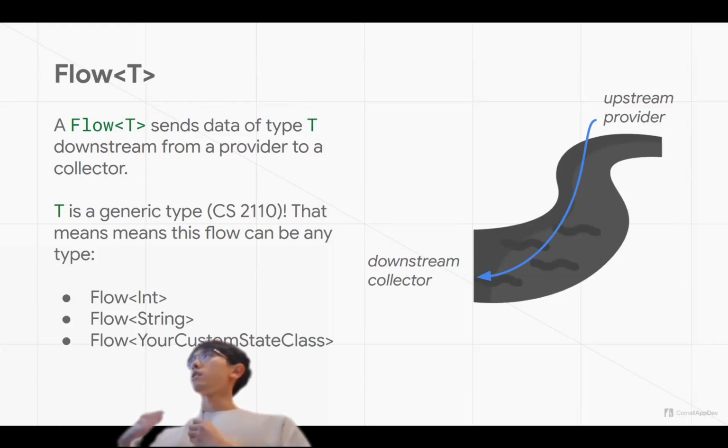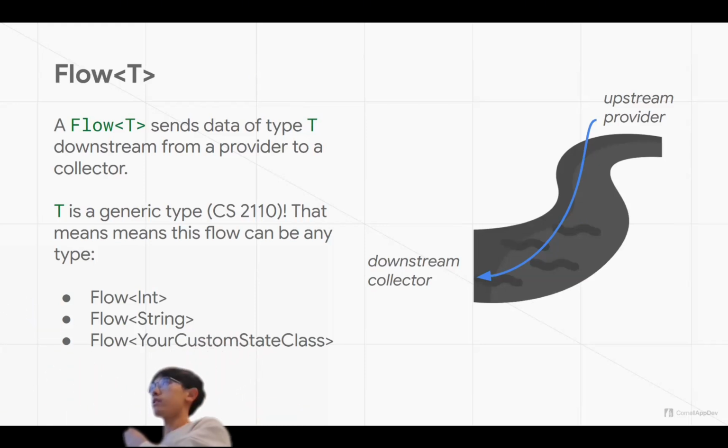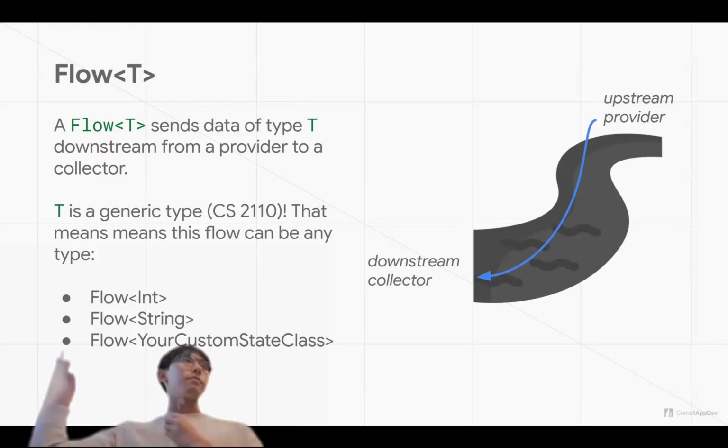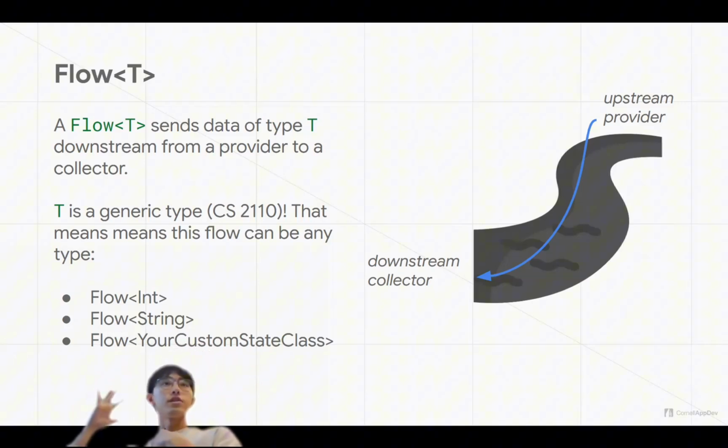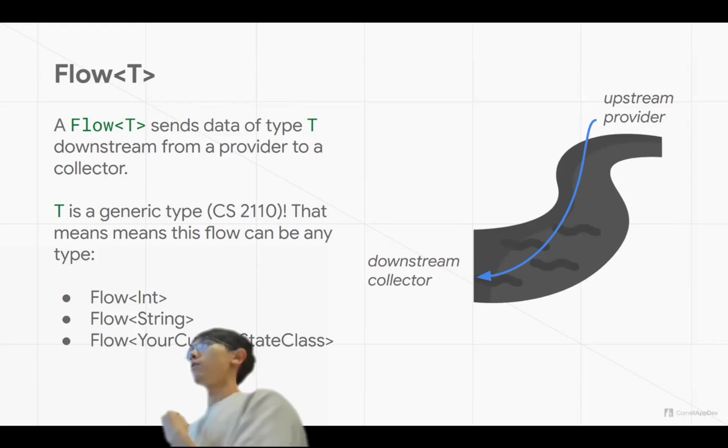And so if you want to code your flow, you can make it send any type of data down. This can be an int or string, or oftentimes best practice is to make your own custom class that bundles a lot of information together and then send it all at once in one flow.